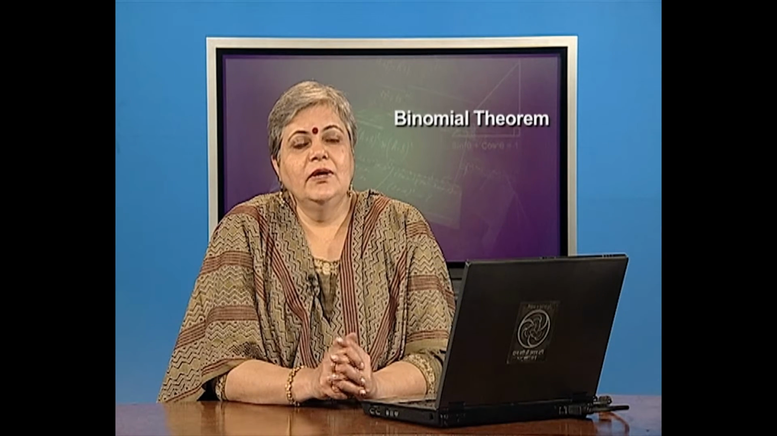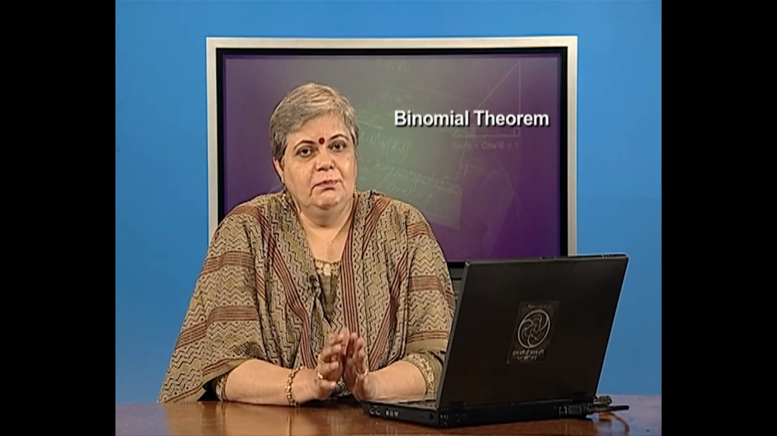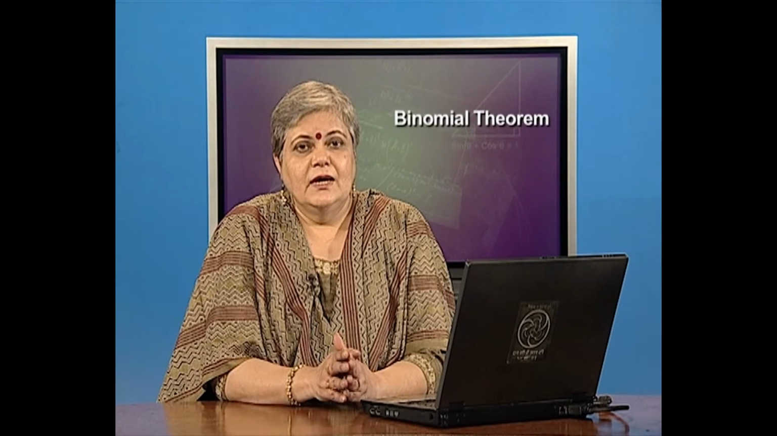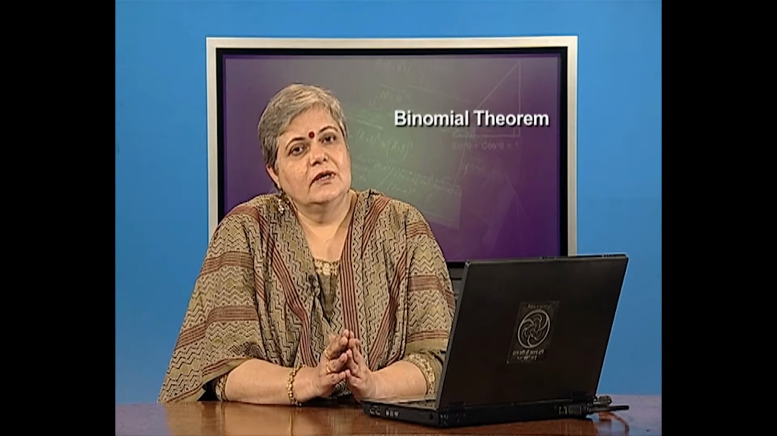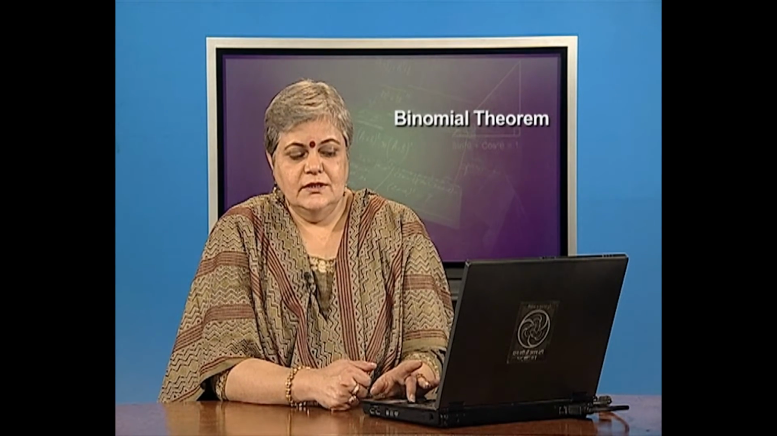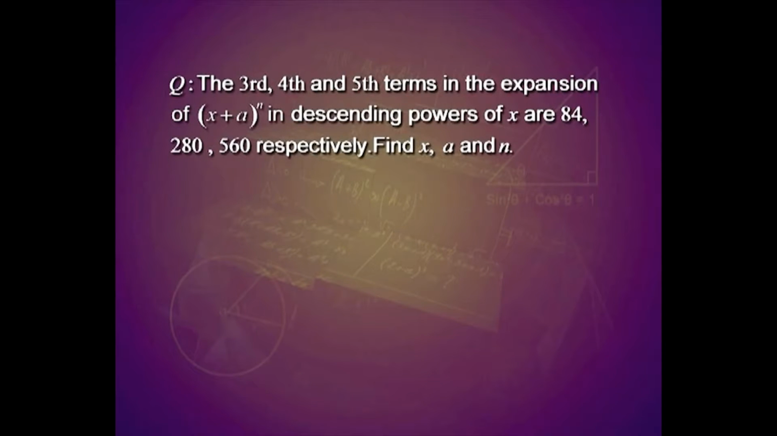Right. So, we are looking at a problem where we are depending on the expansion of 1 plus x to the power n. We have another very special problem. It is there in your NCERT textbooks as well, and let us see what we can do with it. The third, fourth and fifth terms in the expansion of x plus a whole to the power n in descending powers of x are 84, 280, 560 respectively. You have to find x, a and n.